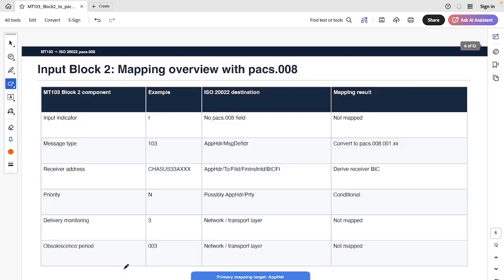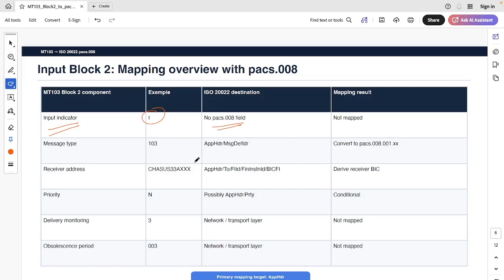Okay, now we will examine how each input block 2 component should be treated when converting or mapping into pacs.008. The first component is the input indicator. The input indicator is represented by I. There is no direct pacs.008 business field for this value.